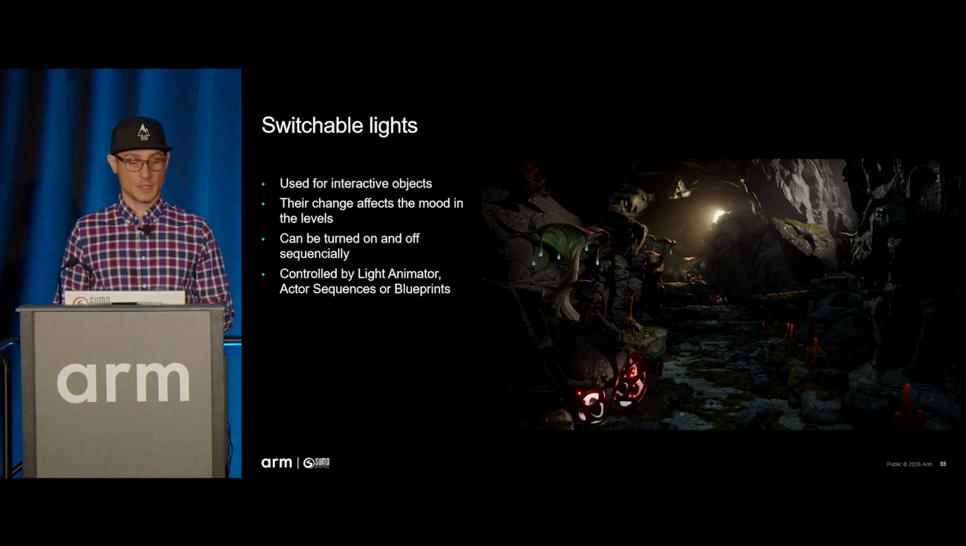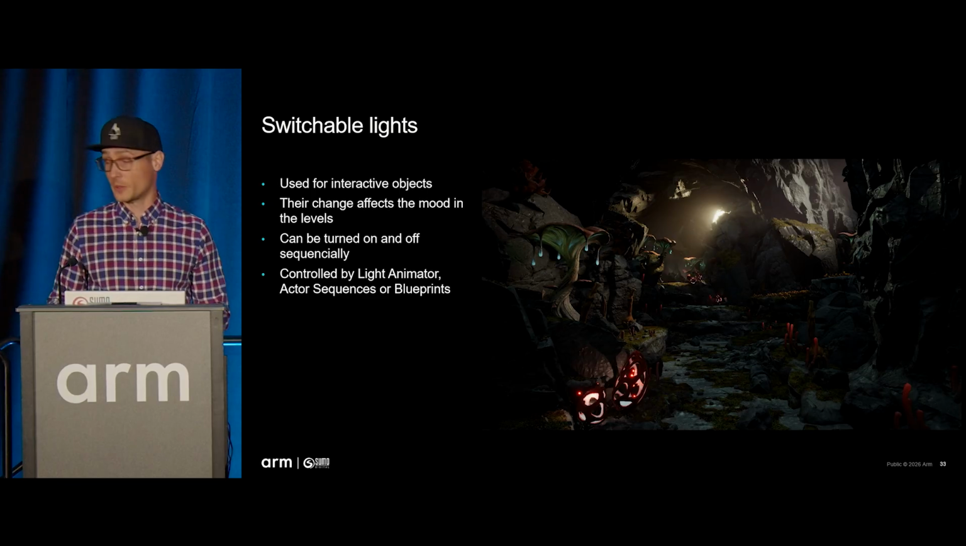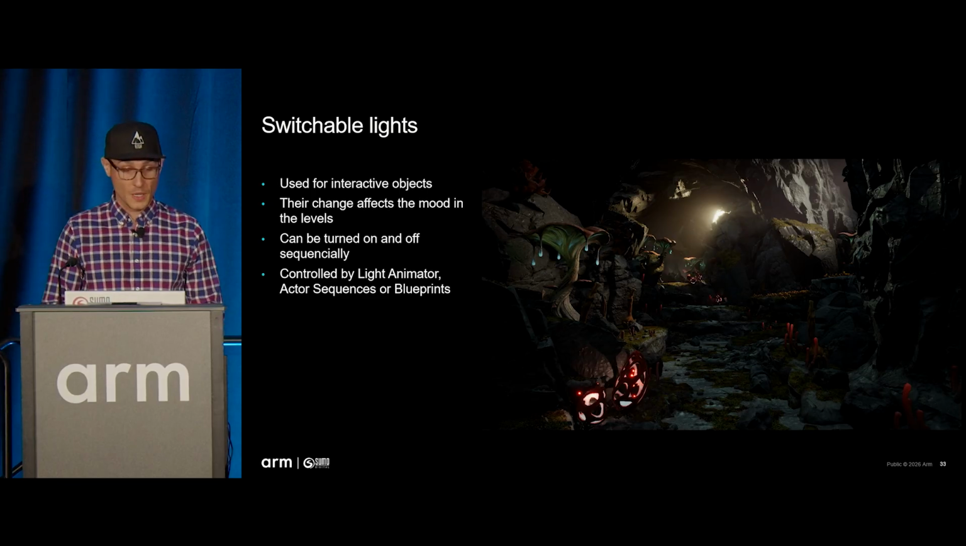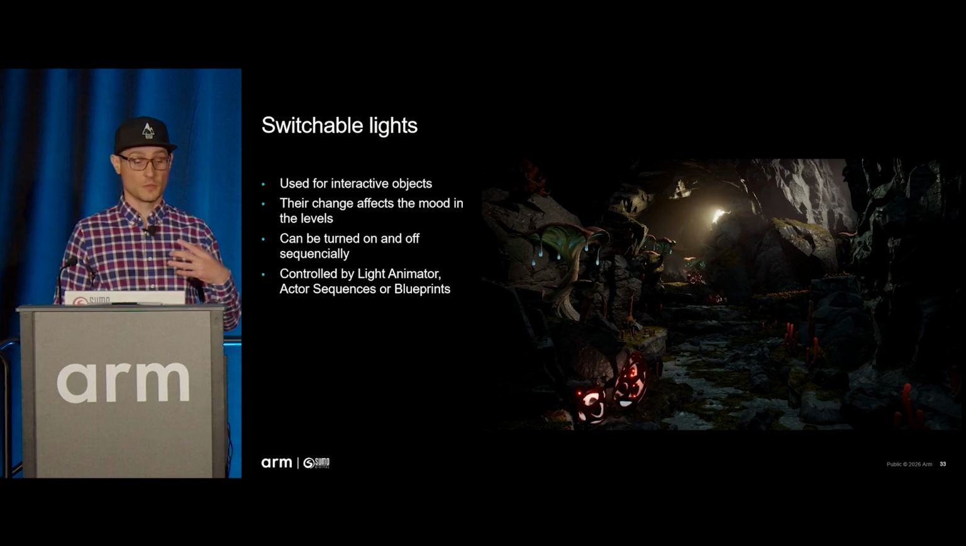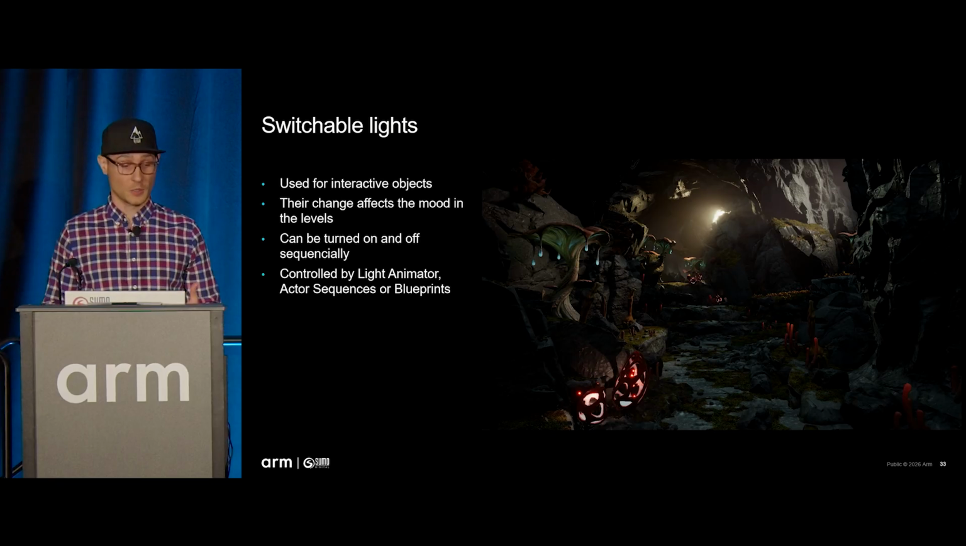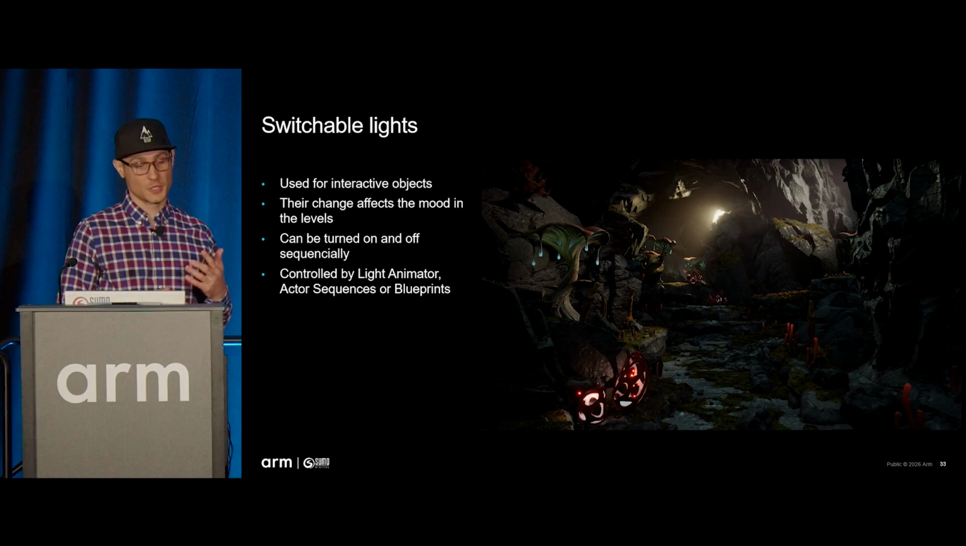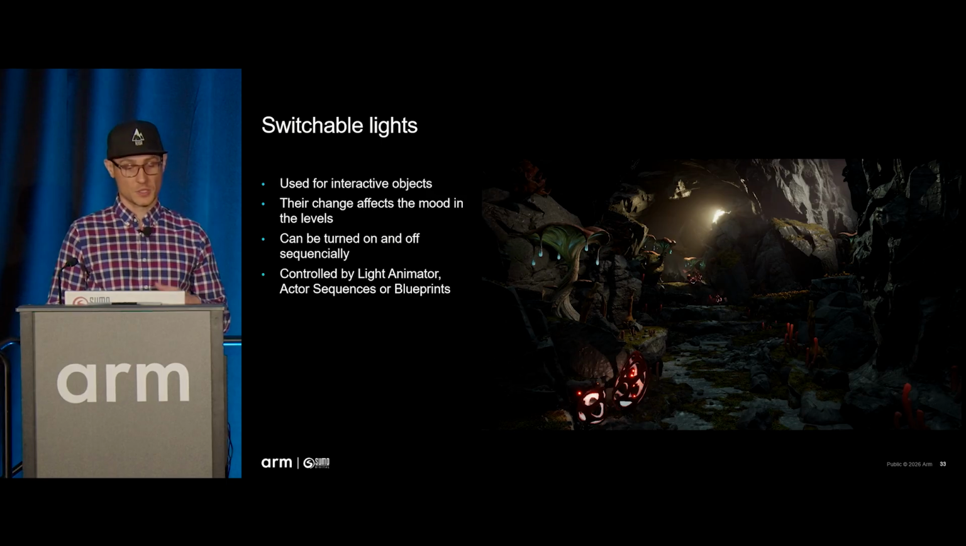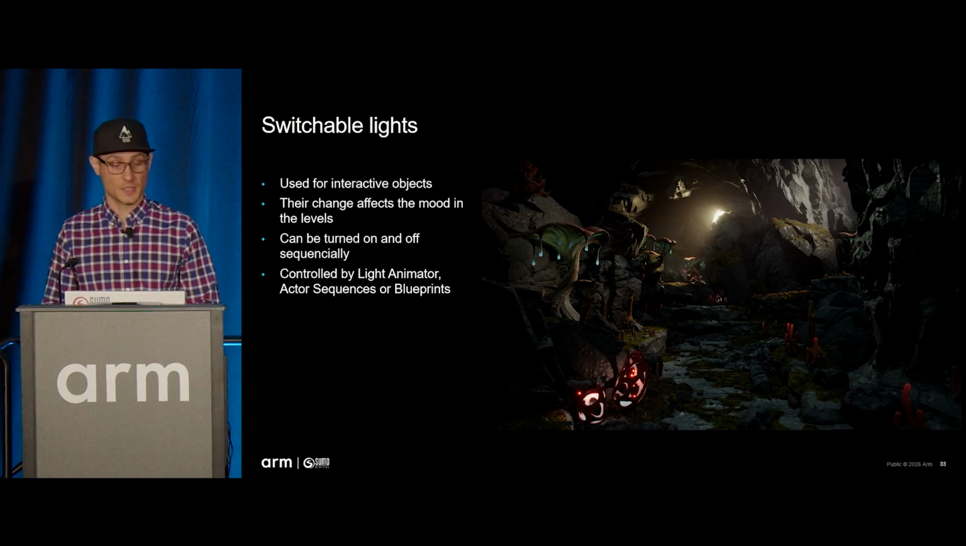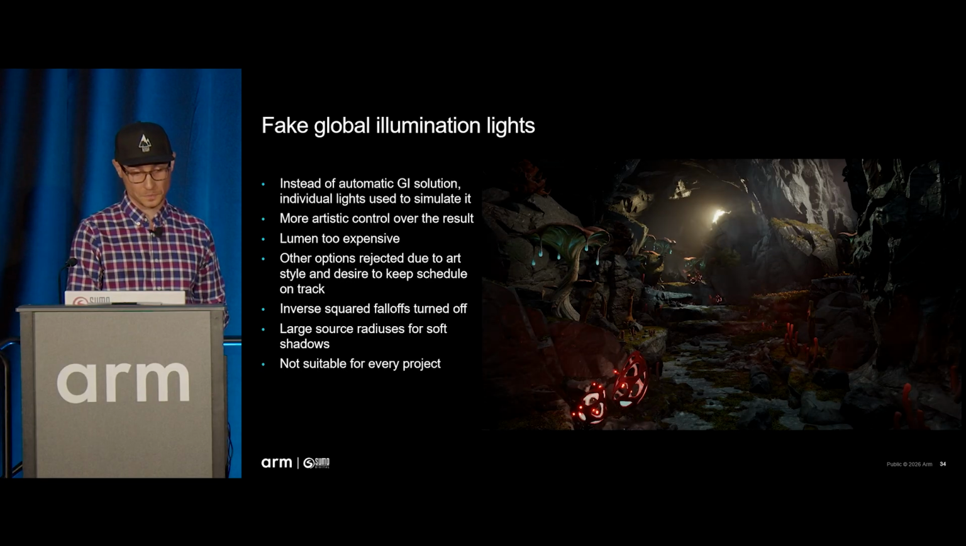The next category, switchable lights, are usually lights used for interactive objects. You can see, for example, those mushrooms. Their change affects the mood in the levels the most, and they can usually be turned on and off by the player. This change is controlled by Light Animator, actor sequences, or blueprints.